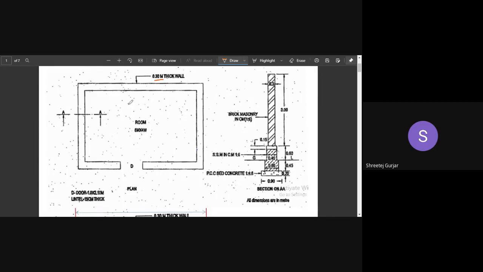Next, they have shown the section over here, section AA. They have cut a section here, AA, and they have shown it here. We will look into this section in detail. They have mentioned that all the dimensions are in meters, an important thing. We will look from the bottom level.